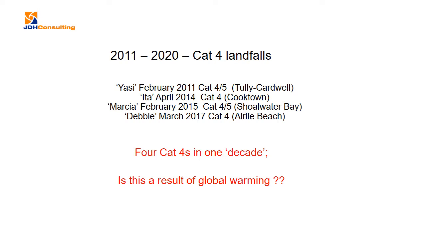Now, the computer modelers will tell you that we expect to get more severe tropical cyclones occurring as a result of increasing carbon dioxide in the atmosphere. This may be happening, and certainly we're getting similar events happening in other parts of the world with hurricanes and typhoons increasing in strength.